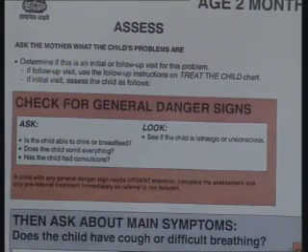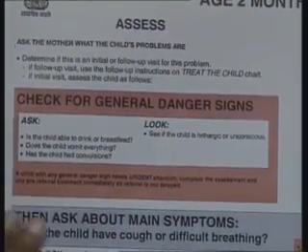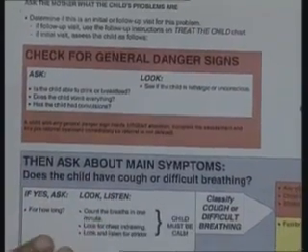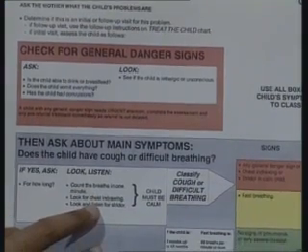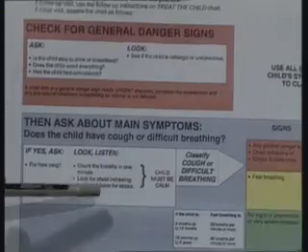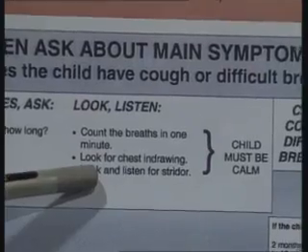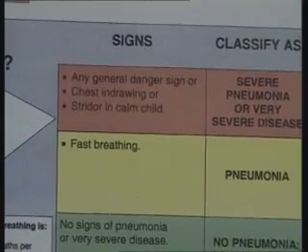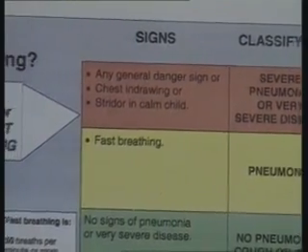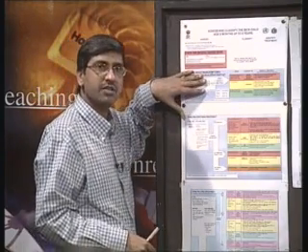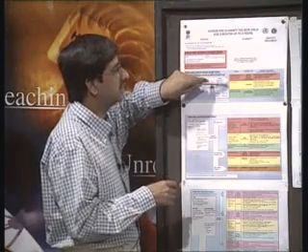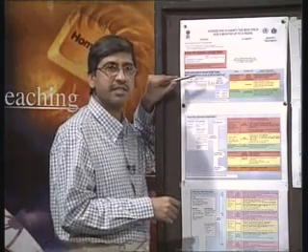Thank you, Dr. Prasad. We have assessed the child for cough or difficult breathing, and we have counted the breath rate. We have seen for the chest indrawing, and we have looked and listened for the stridor. Now, on the basis of these 3, we will be classifying the illness. Now, how do we classify? If you see these boxes, these charts which you are seeing, the first chart, the second or third chart, they have 3 color combinations, that is red, yellow and green, just like the traffic light signals.